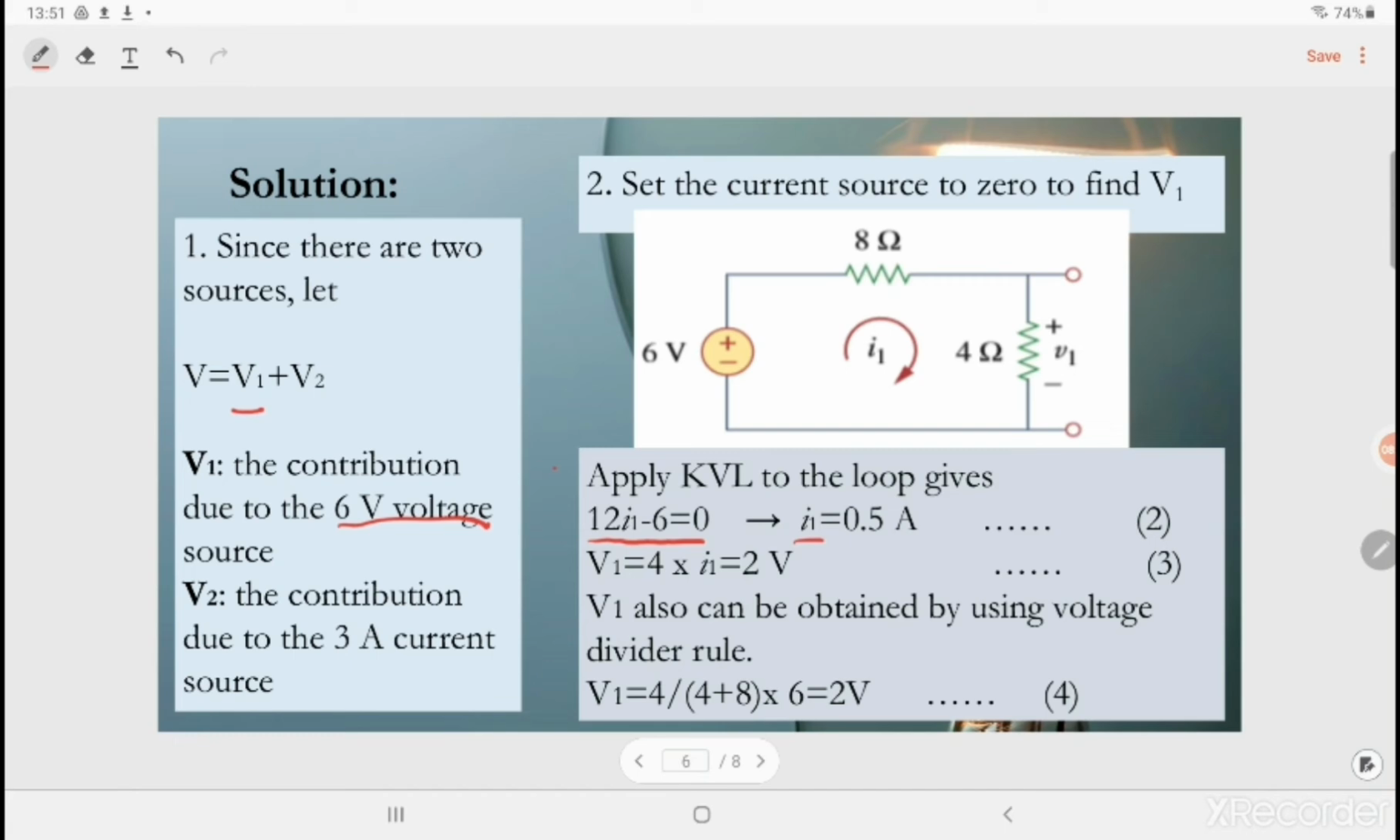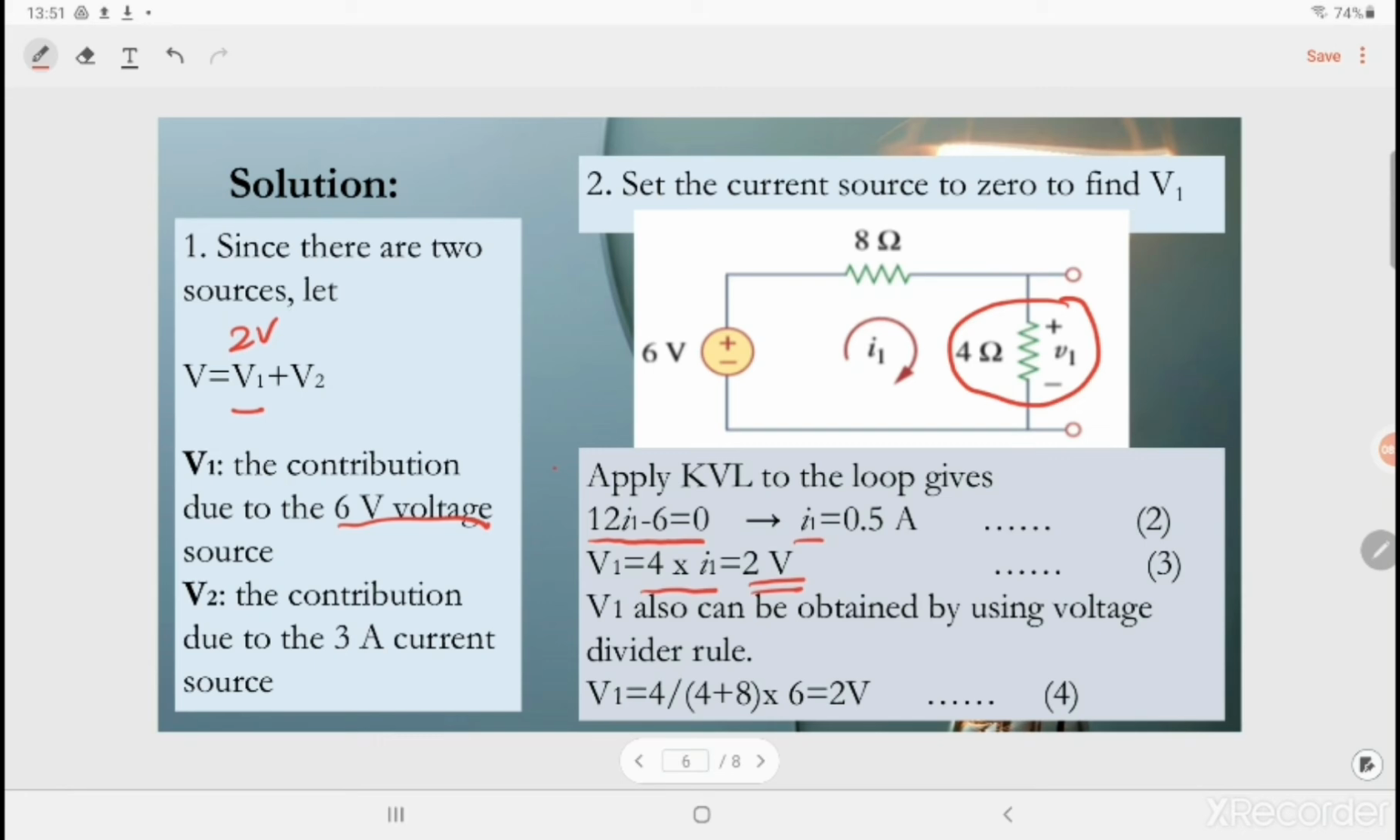When we know the value of I1, we can find the value of V1 over here. V1 is actually 4 times I1, right? So 0.5 times 4 is equal to 2 volt. Therefore, the value of V1 is equal to 2 volt.